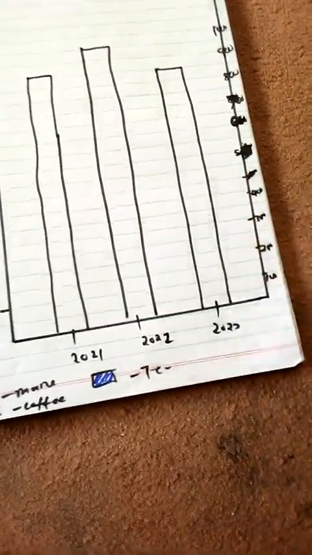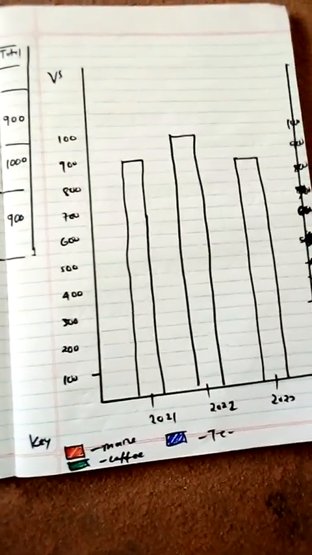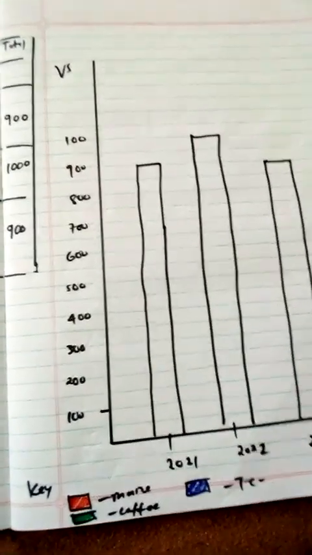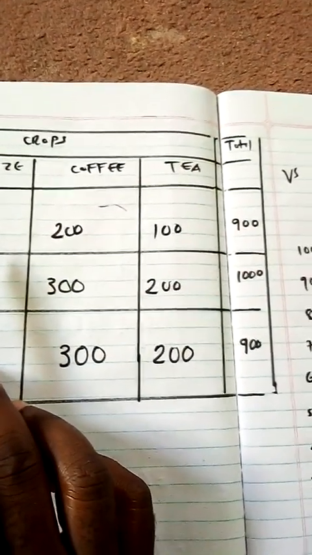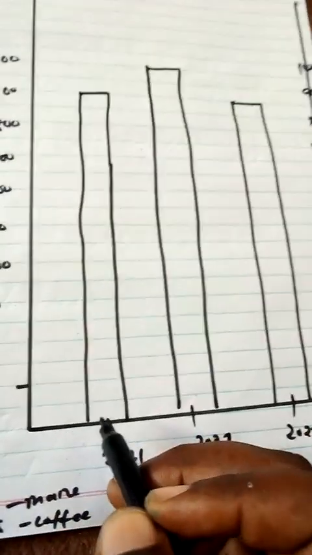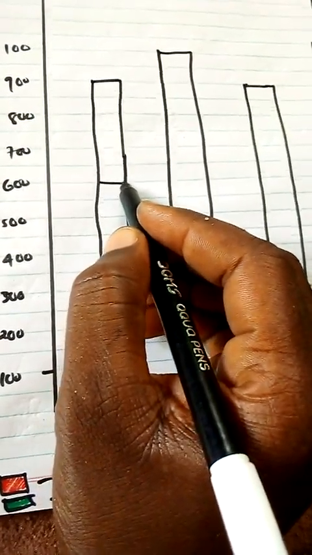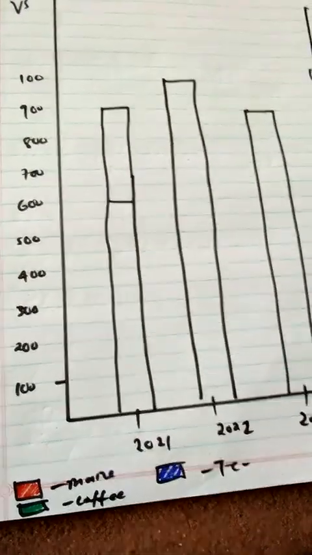After drawing, the next thing is we divide. This is compound. Compound is drawn first. We take each year. So we start with 2021. The first data was maize, which is 600. So from this point, 600 is this one. We cut at this point. So this is 600, which represents maize.